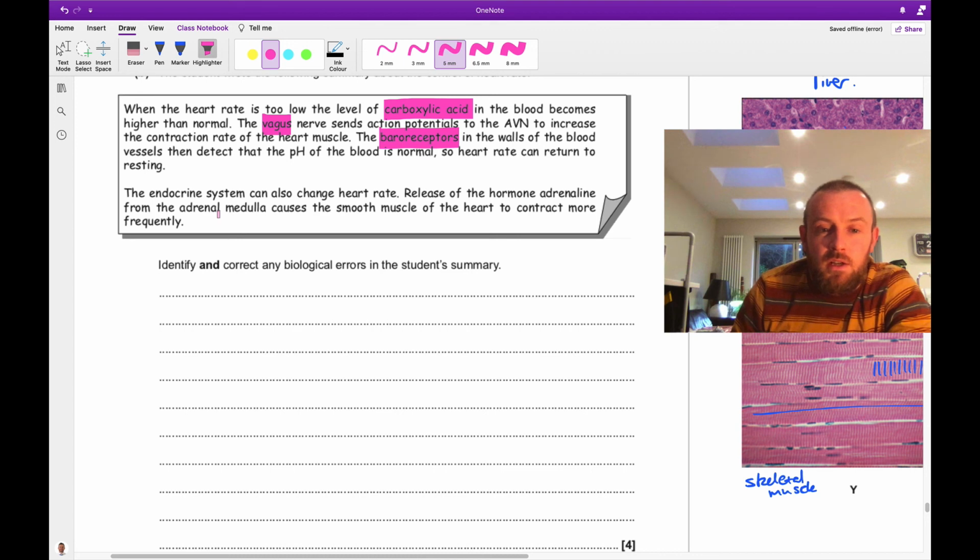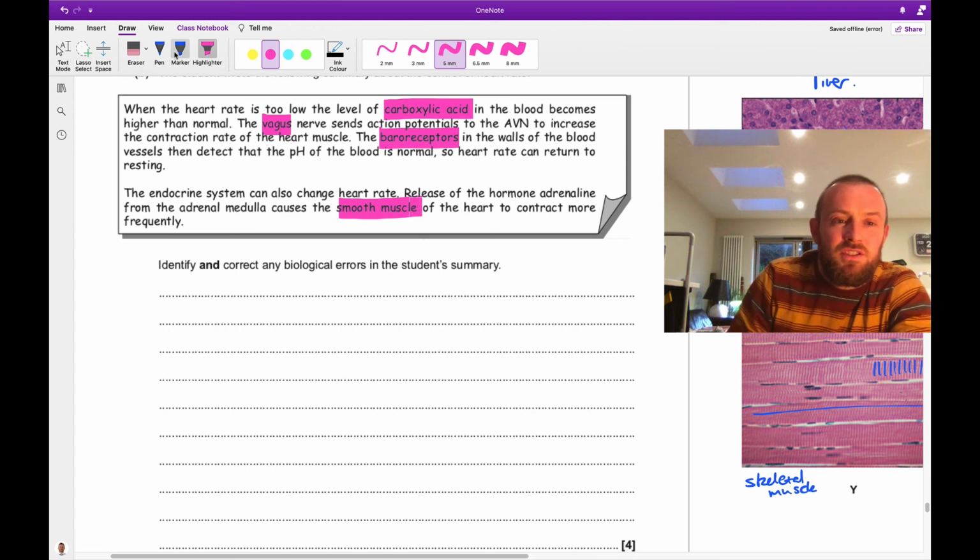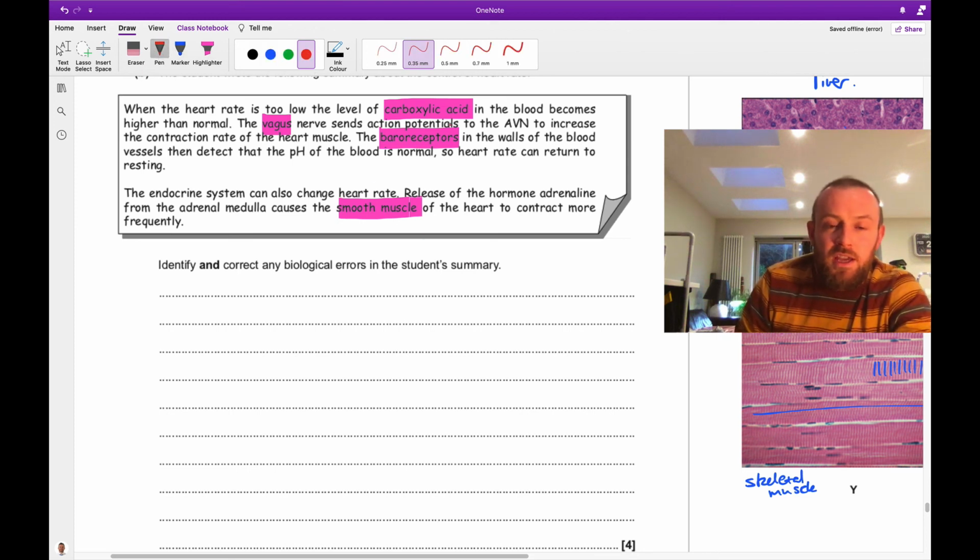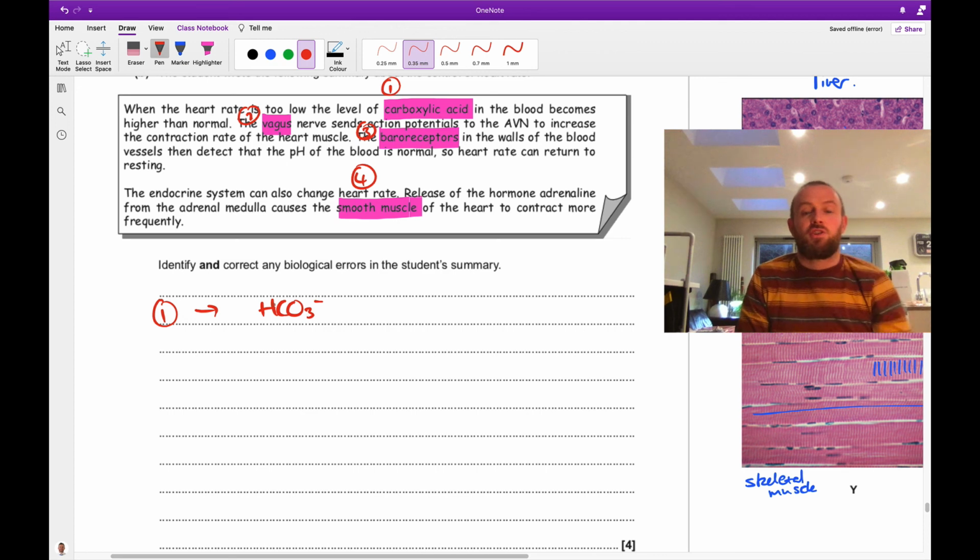That is correct. Causes the smooth muscle, that's wrong, of the heart to contract more frequently. Okay, so there's loads of things you could have said here, loads of things you could have corrected. So first of all, carboxylic acid. Let's just label these 1, 2, 3, and 4. So for point 1, we want to correct that to HCO3 minus, the hydrogen carbonate.